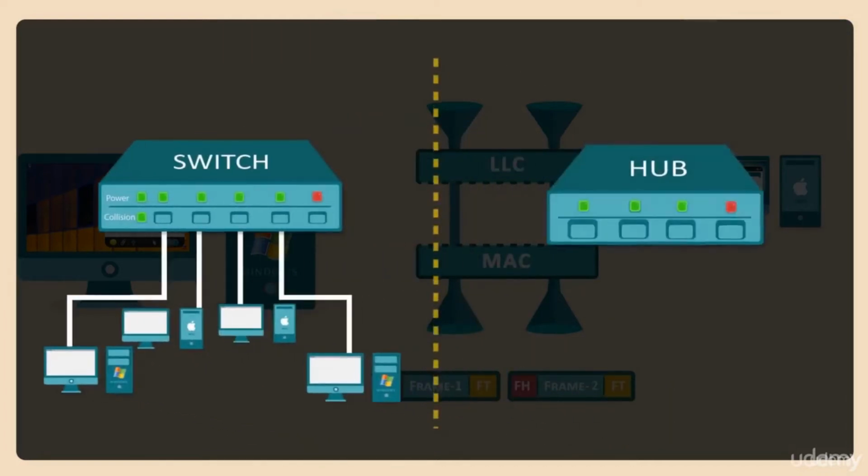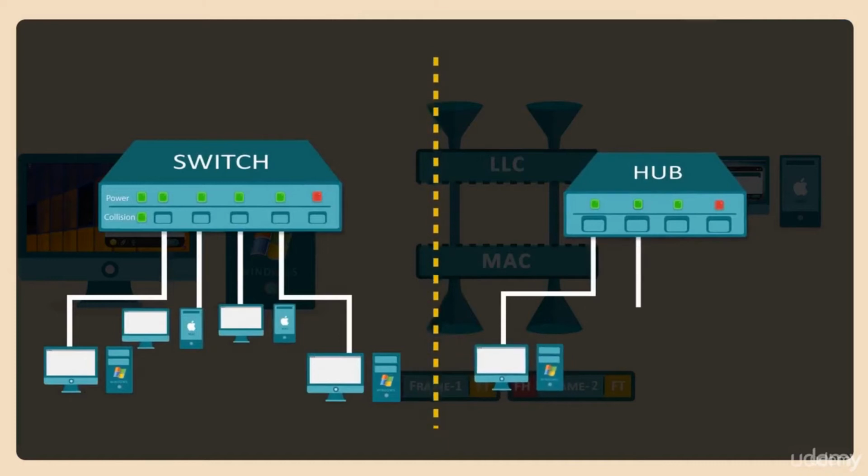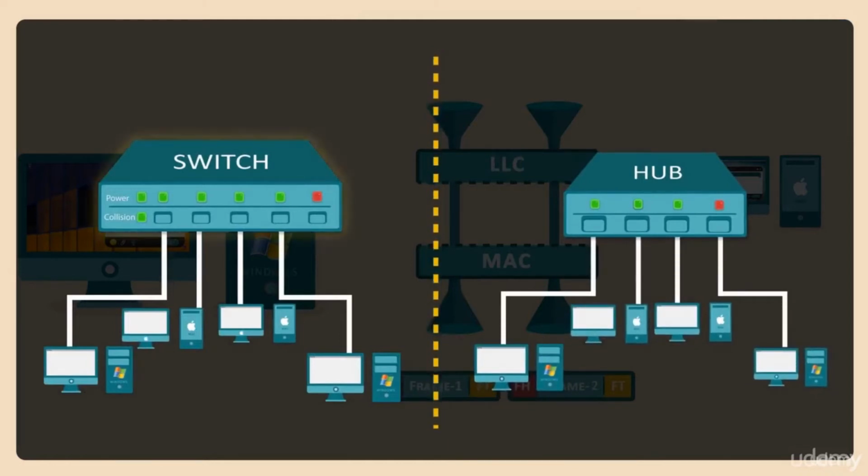A hub is a device similar to that of the switch, wherein the difference lies in the delivery of the data. A switch is a unicast device that concentrates on point-to-point delivery, but a hub is a broadcast device, and the data reaching the hub is broadcasted to all the other devices connected to it.